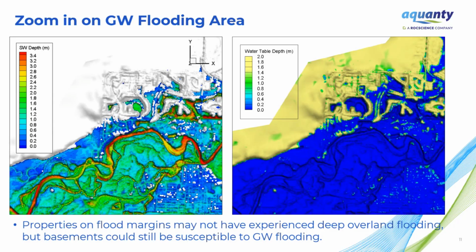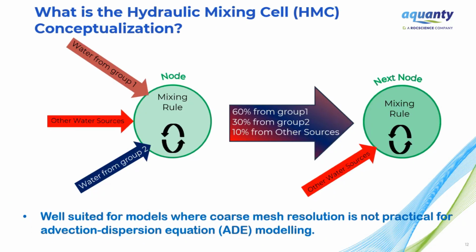So this is kind of like a traditional application of HGS, where you could look at both surface water and groundwater flooding simultaneously. But we're here today to primarily talk about hydraulic mixing cell. So I'll use the acronym HMC quite a bit. And what it is, it's really an advection-only method of tracking water sources in a HydroGeoSphere model.